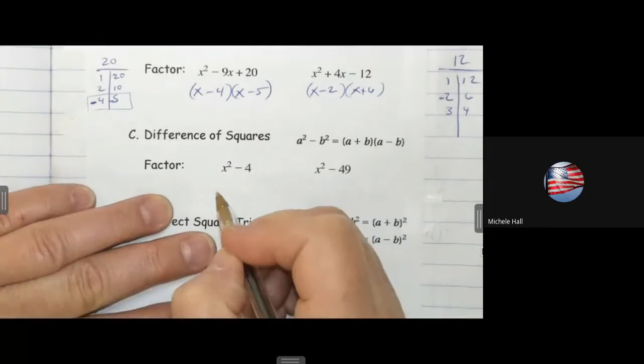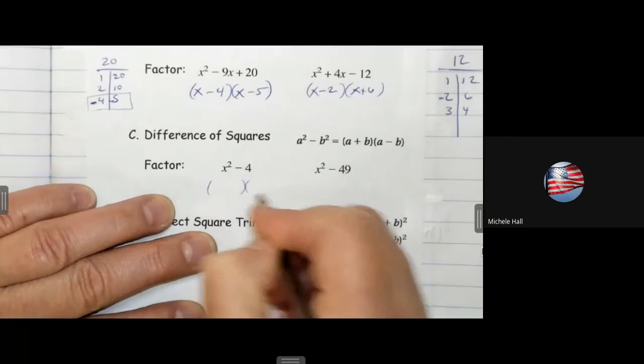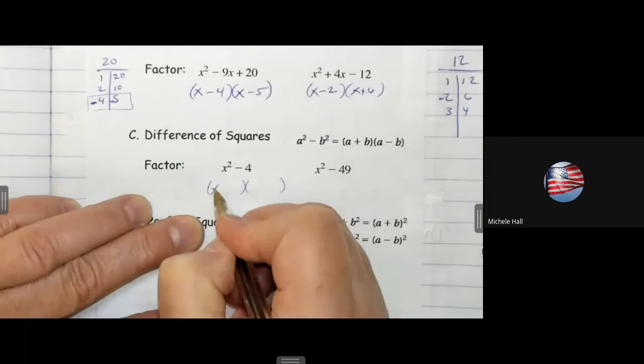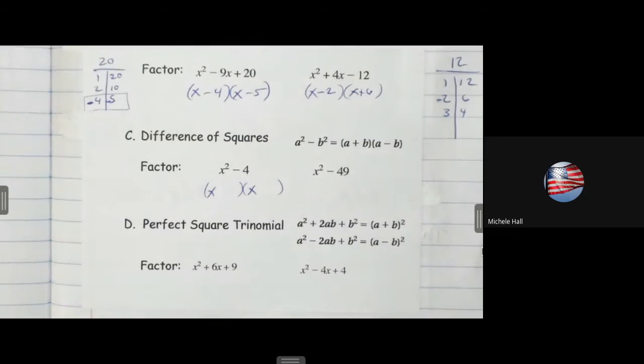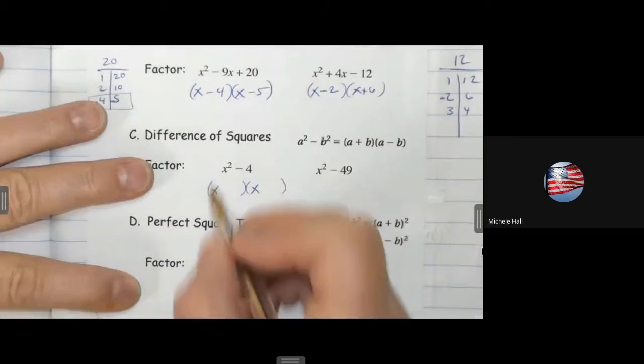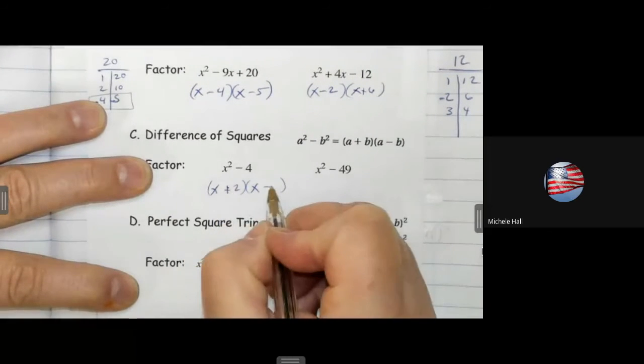And so here, if I need to factor, I know x times x is x squared. Daniel? Very good. Plus 2 and minus 2.